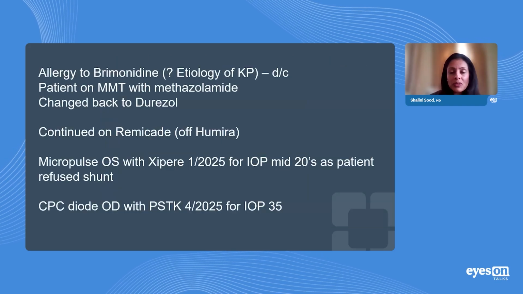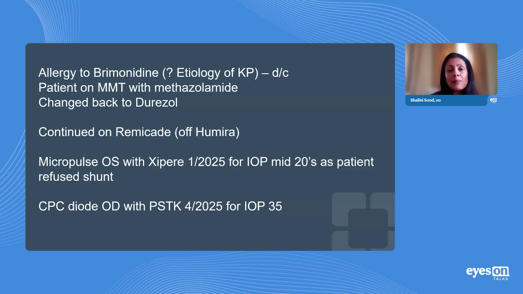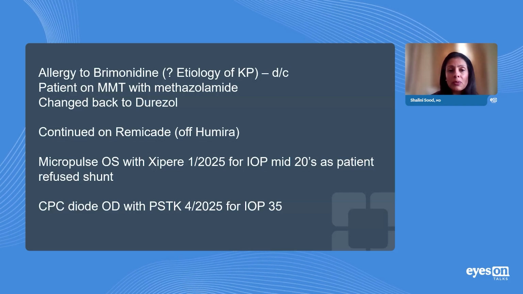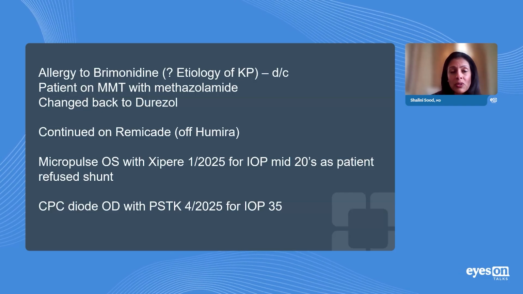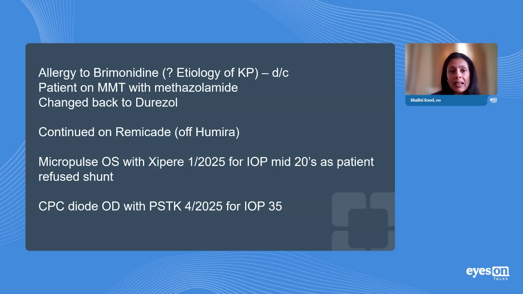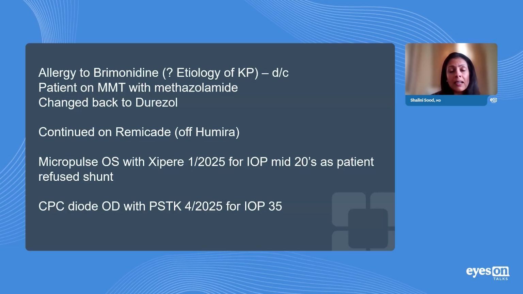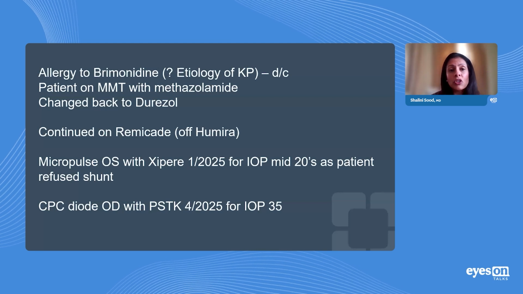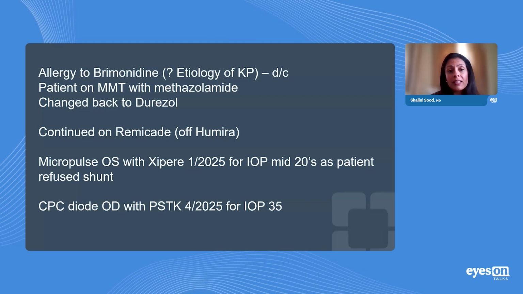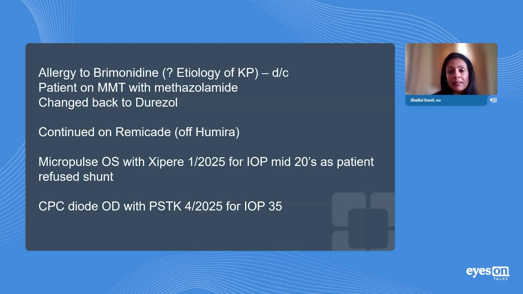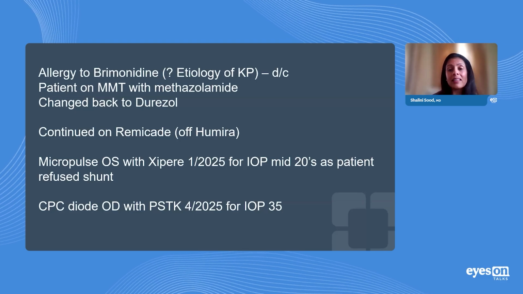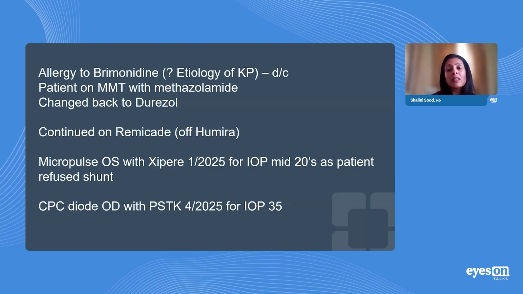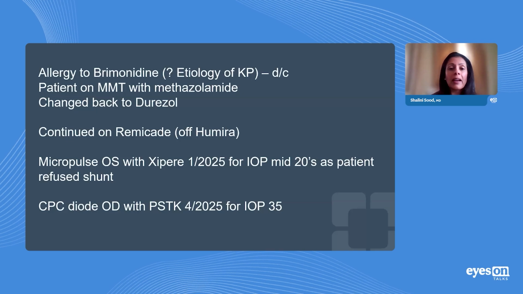She had this persistent KP that was noted off and on, but also then a follicular reaction was noted on the conjunctiva. So we decided to stop the brimonidine. She was again back on maximal drops with methazolamide, changed back to Durezol, continued on Remicade, and her pressure was starting to creep up again in the left eye to the mid-20s. But again, her nerve was pretty healthy.